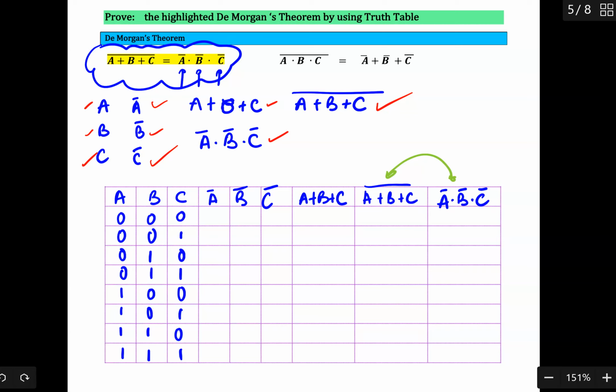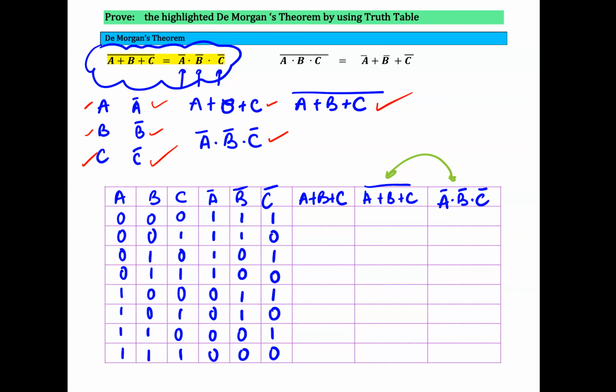Alright, okay. So we input the signal of A, 1, 1, 1, 1, 0, 0, 0, 0, 1, 1, 0, 0, 1, 1, 0, 0, 1, 0, 1, 0, 1, 0, 1, 0. So A or B or C, in this case, I will have the first one as 0, but the rest of them will be 1. Then I invert the signal.